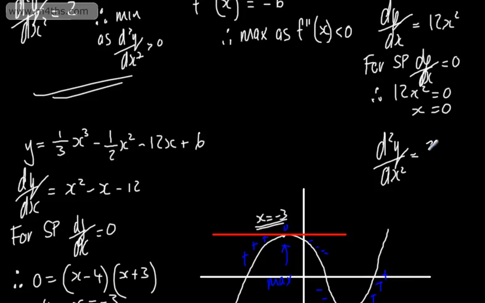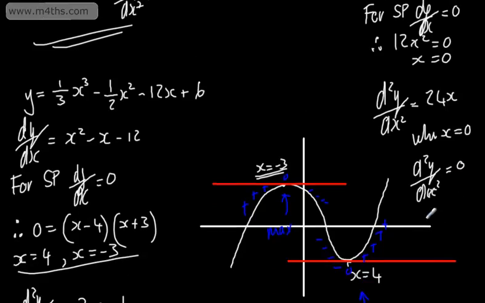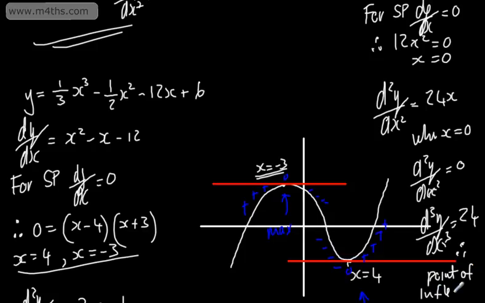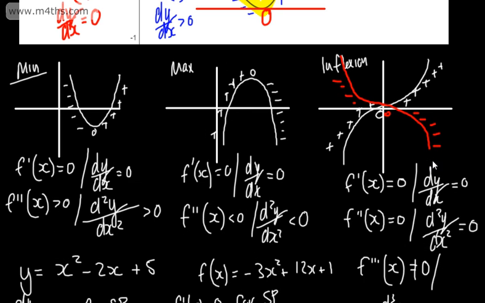Well, that's going to be 24x. When x is equal to 0, which is a stationary point, d2y by dx squared will be equal to 0. So this is inconclusive. At this stage, if we take the third derivative, d3y by dx cubed, we can see that the derivative of 24x is 24. Therefore it is a point of inflection, as the third derivative is not 0. And that is how we would do it.